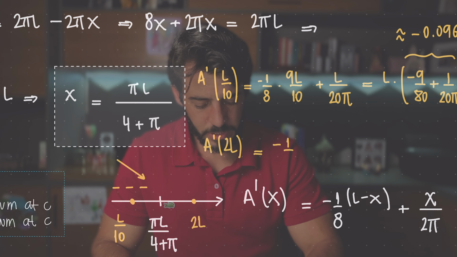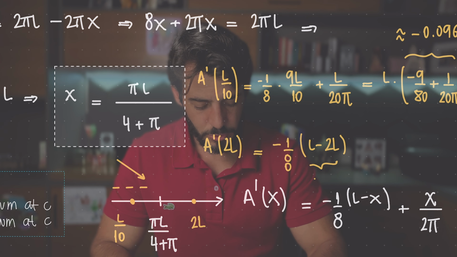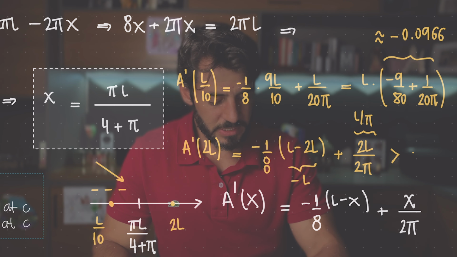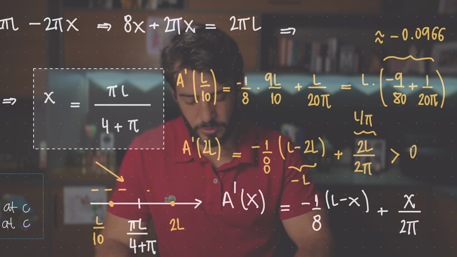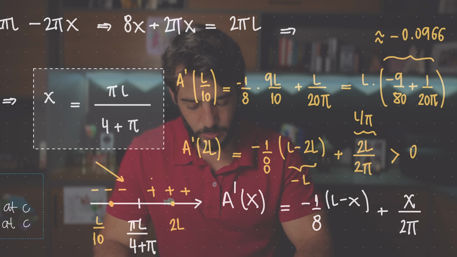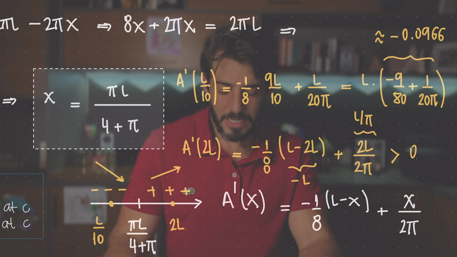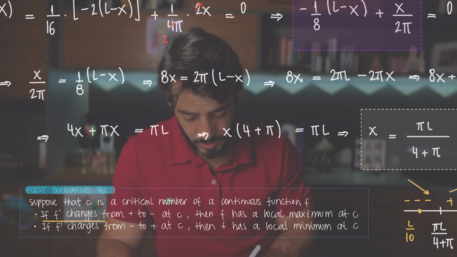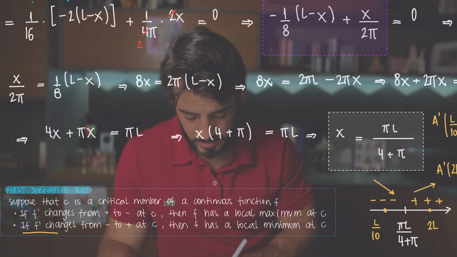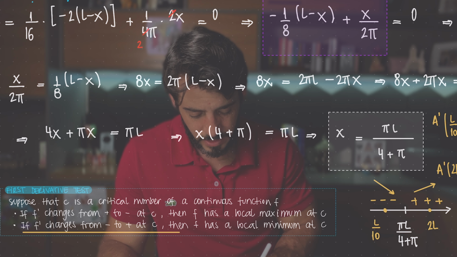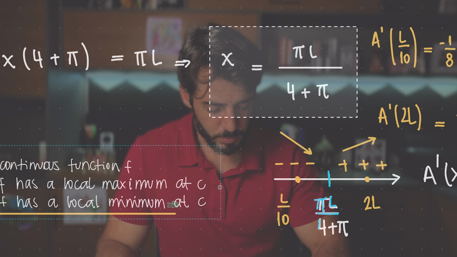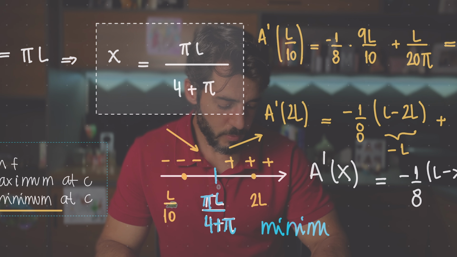If you replace your x value by 2L, you get -L over here and L over pi right here. And both of these terms are positive. Therefore, the function is increasing in this interval right here, from pi L over 4 plus pi all the way to positive infinity. Which means, and now using the first derivative test, if A prime changes from negative to positive at the critical point, that means that over here at pi L over 4 plus pi, we have a local minimum point.